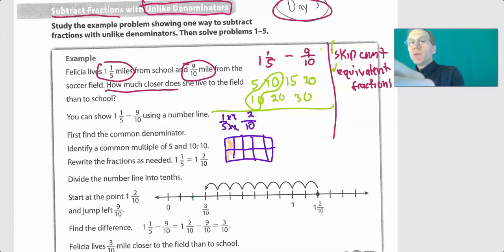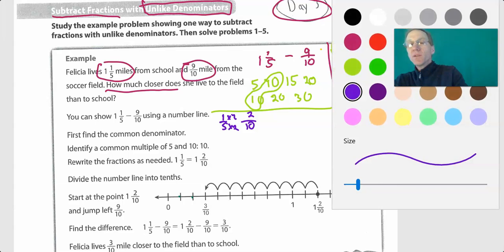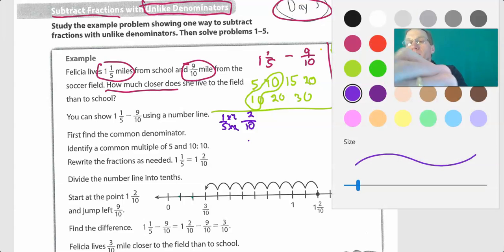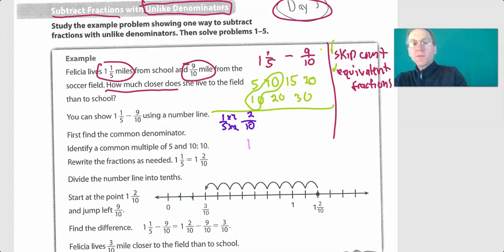And I don't have to do anything with 9/10. I'm just drawing the pizza. You don't even have to do that. You can just set that up just like I did with the fractions, and then you're already set to go. You just want 5 times 2 is 10, 1 times 2. So now I can rewrite this. Instead of 1 1/5, now I'm going to say 1 2/10. Aha! Minus 9/10.